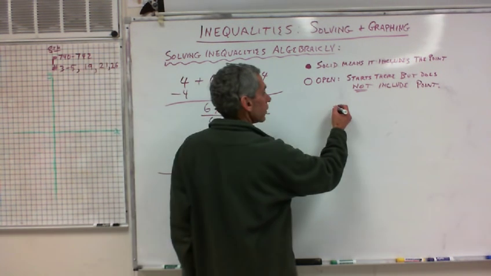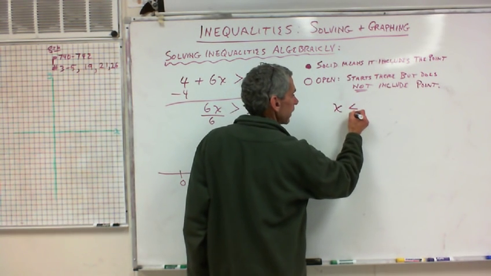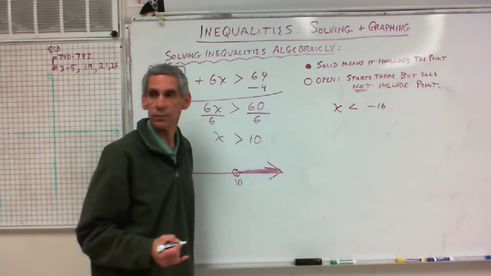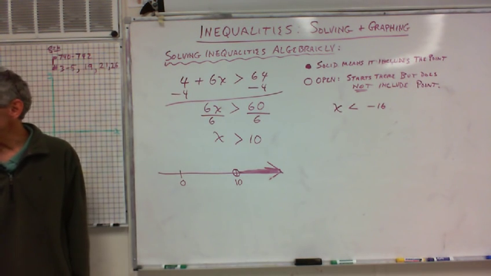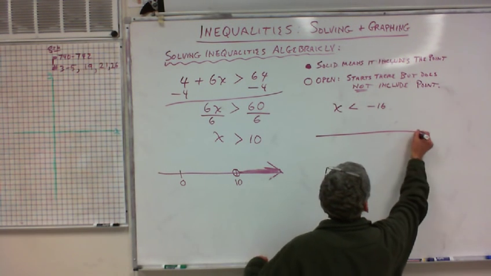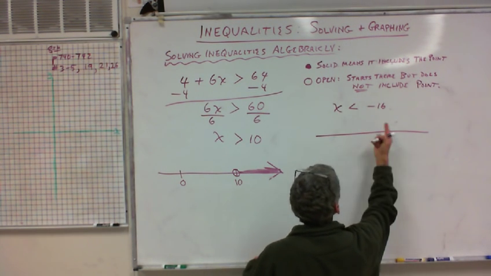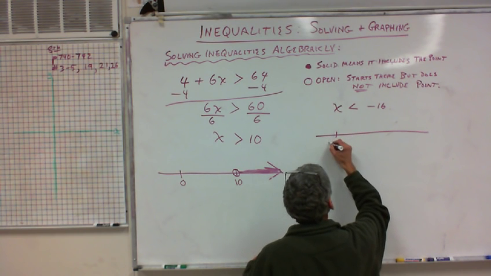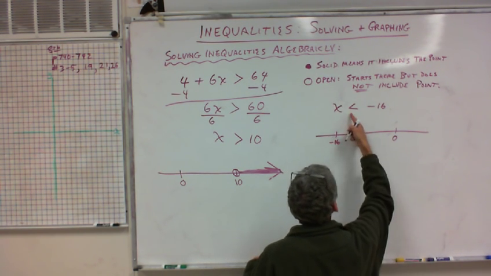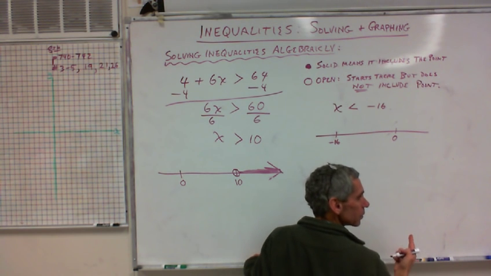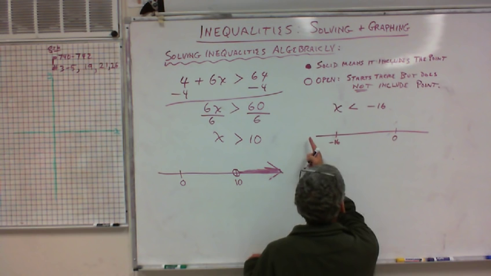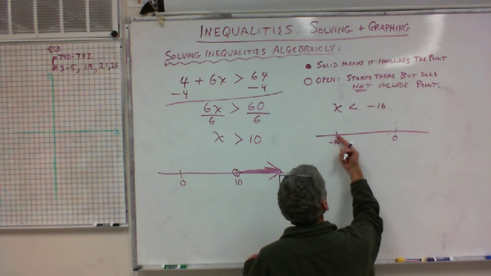So let's try this one. Let's graph x is less than negative 16. Write this down in your notes. You're going to just draw your line. Here's negative 16 on the left side. Here's 0. But it says x is less than. Where is it less than? To the left.